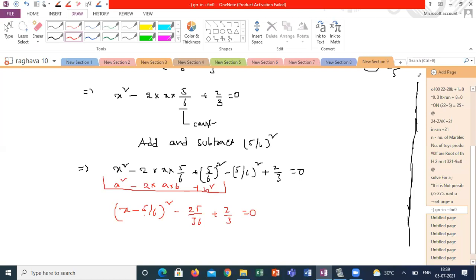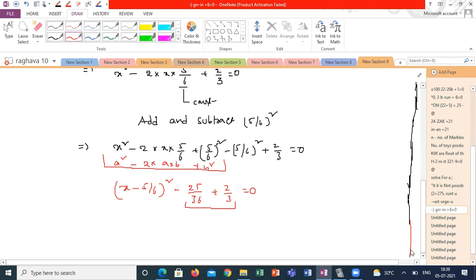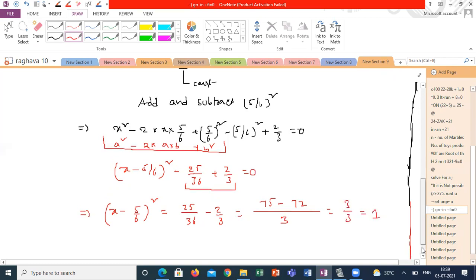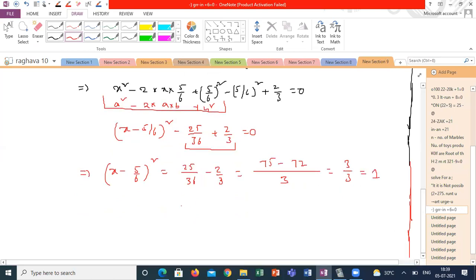So what is the value of this one? Now I am doing x − 5/6 with all expressions on one side: 25/36 minus 2/3. What is the value of 25/36 minus 2/3? 75 minus 72 by 3. This will be 3 by 3, it is 1. Correct? Am I right or wrong? Guys, please. Is it right?